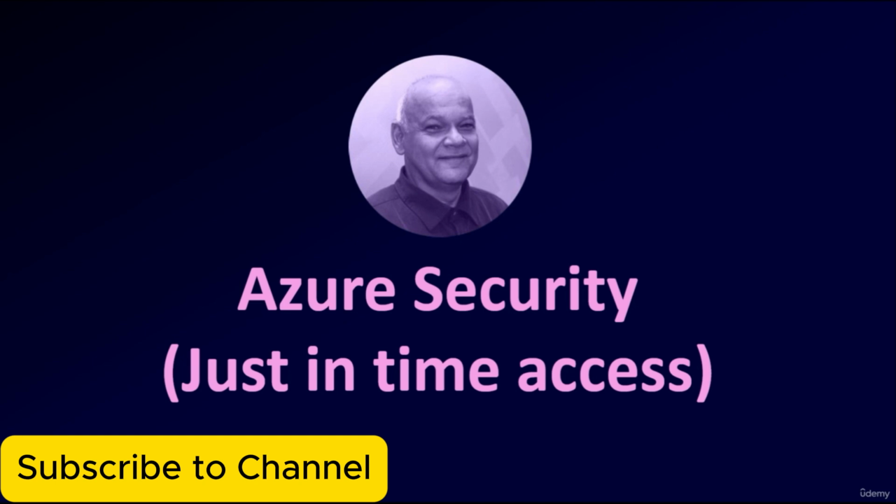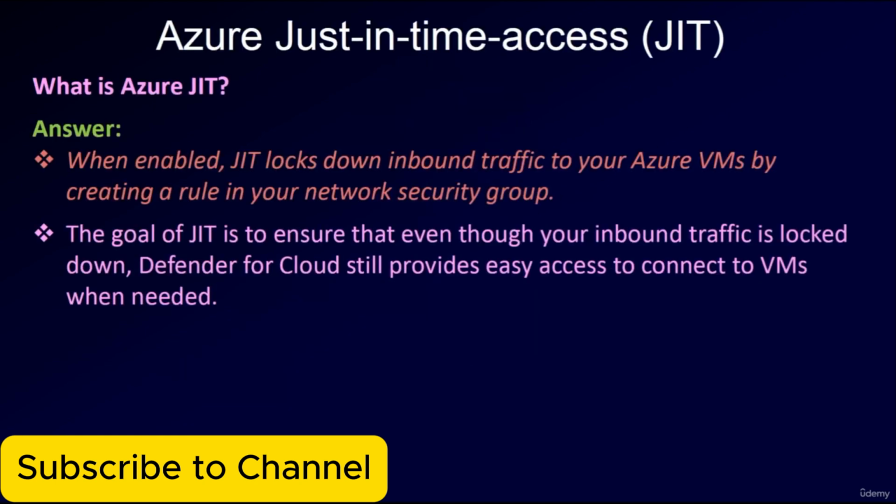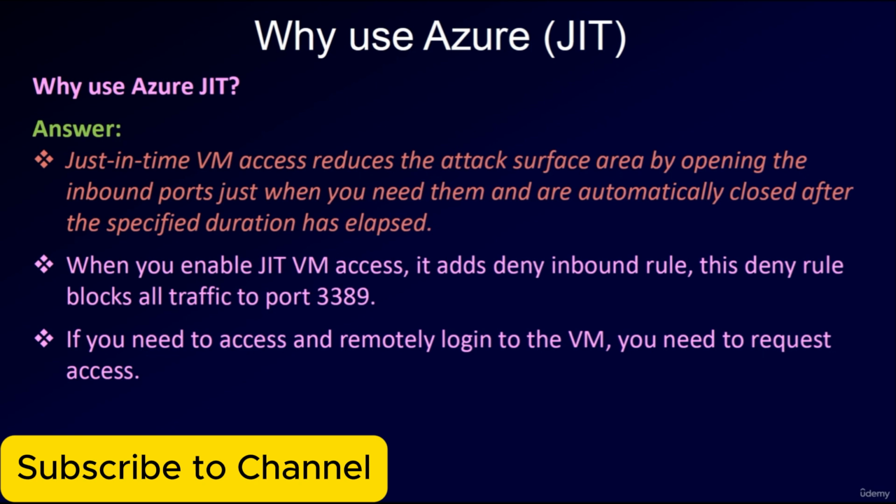Hi, welcome to Azure Security Just-in-Time Access. So what is Azure Just-in-Time Access, or JIT? When enabled, Azure JIT locks down inbound traffic to your Azure VM by creating a rule in your network security group. The goal of JIT is to ensure that even though your inbound traffic is locked down, Defender for Cloud still provides easy access to connect to those VMs when needed.